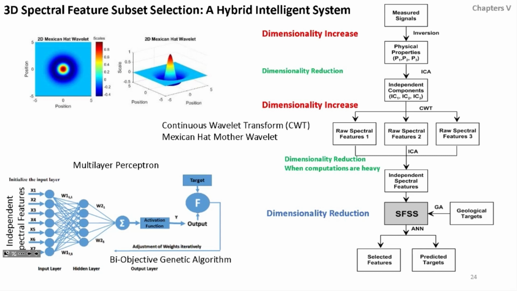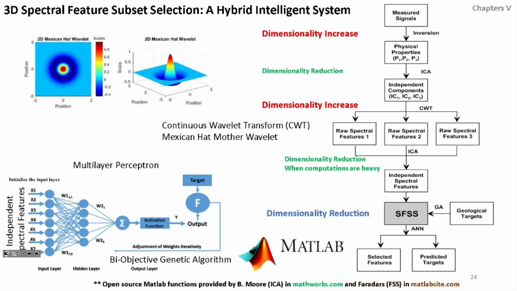Please note that the green dimensionality reductions on the slide are based on ICA. Since ICA is a black box dimensionality reduction method, it is not recommended to use it here unless we face computational and hardware limitations. Sometimes the 3D raw spectral features are too heavy for normal computers with 16 or even 32 gigabytes of RAM. So we have to reduce the dimensionality of features anyway with ICA a little bit.